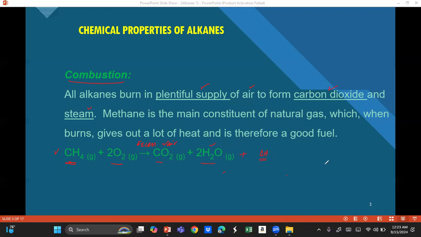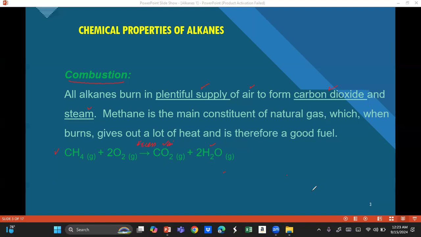This reaction is exothermic because the heat energy required to start a reaction, to break the bonds of the reactants, is less, while the energy released during bond formation of CO2 and H2O is more. That's why it is an exothermic reaction and causes the surroundings to get warm. This energy can be used for different purposes, as I already told you.